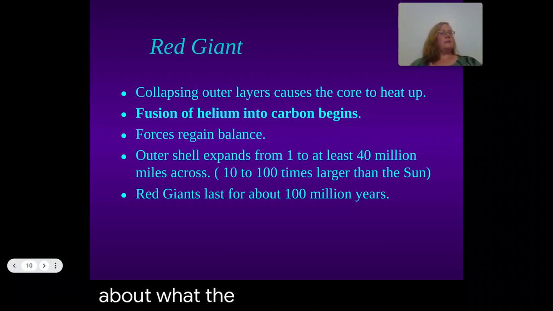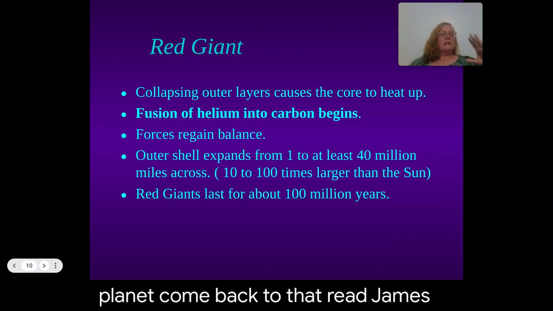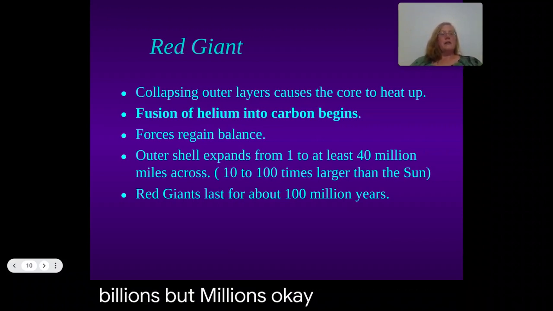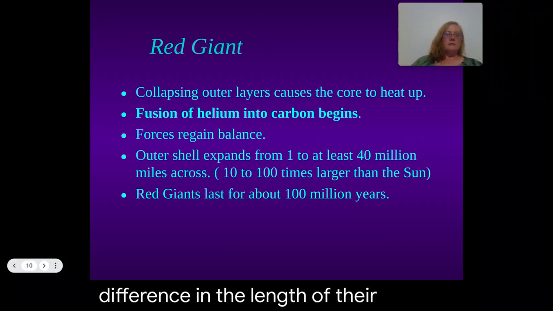Think about what that's going to mean for our planet. We're going to come back to that. Red giants are going to last about 100 million years. Not billions, but millions, okay? So, big difference in the length of this step.